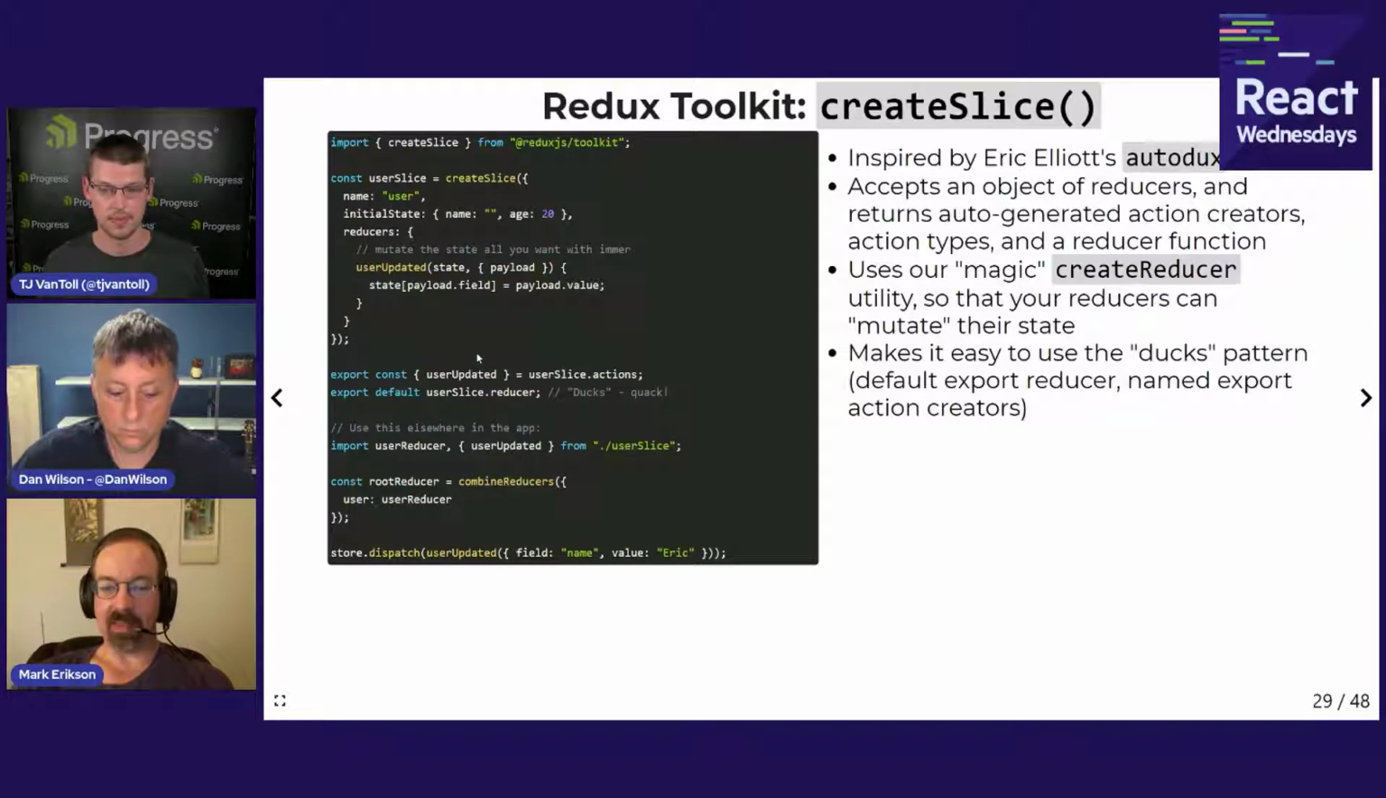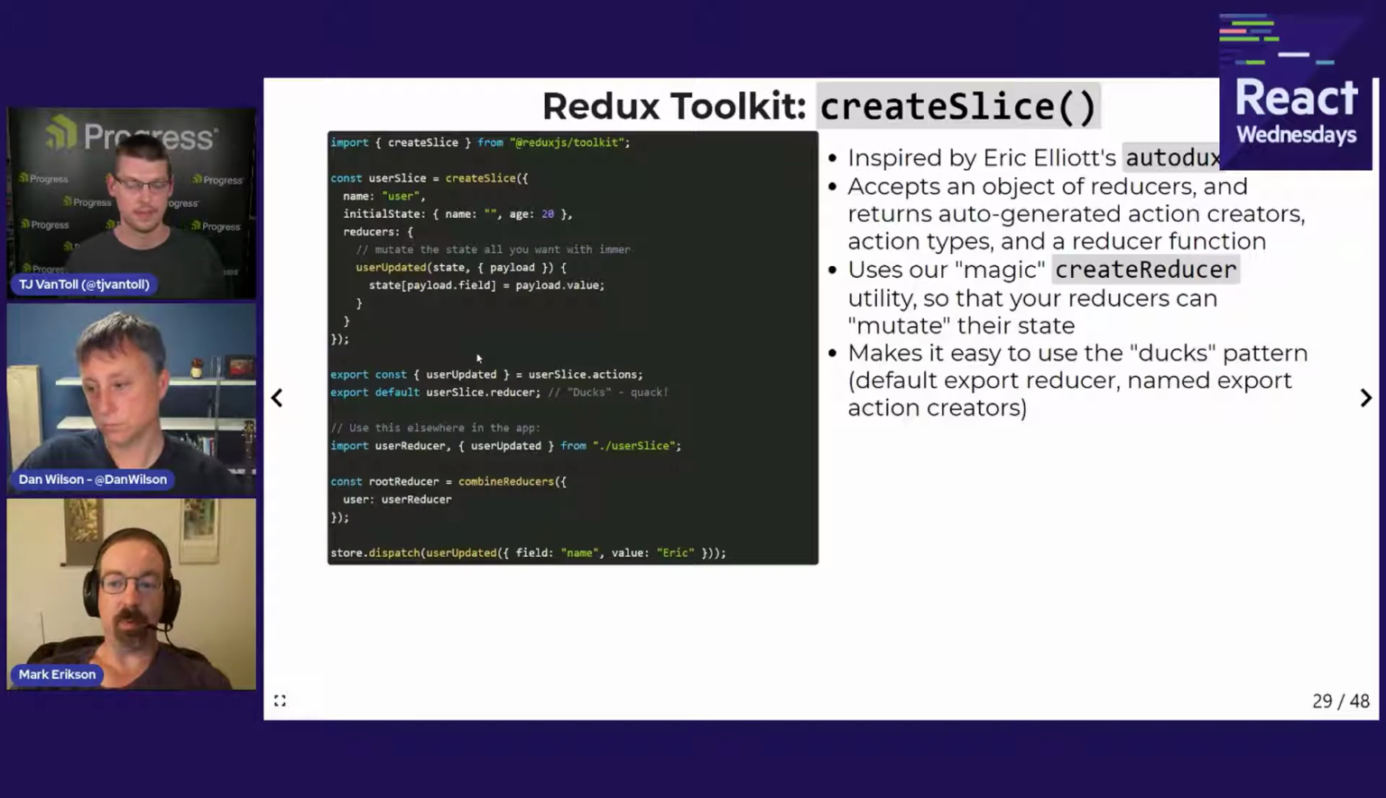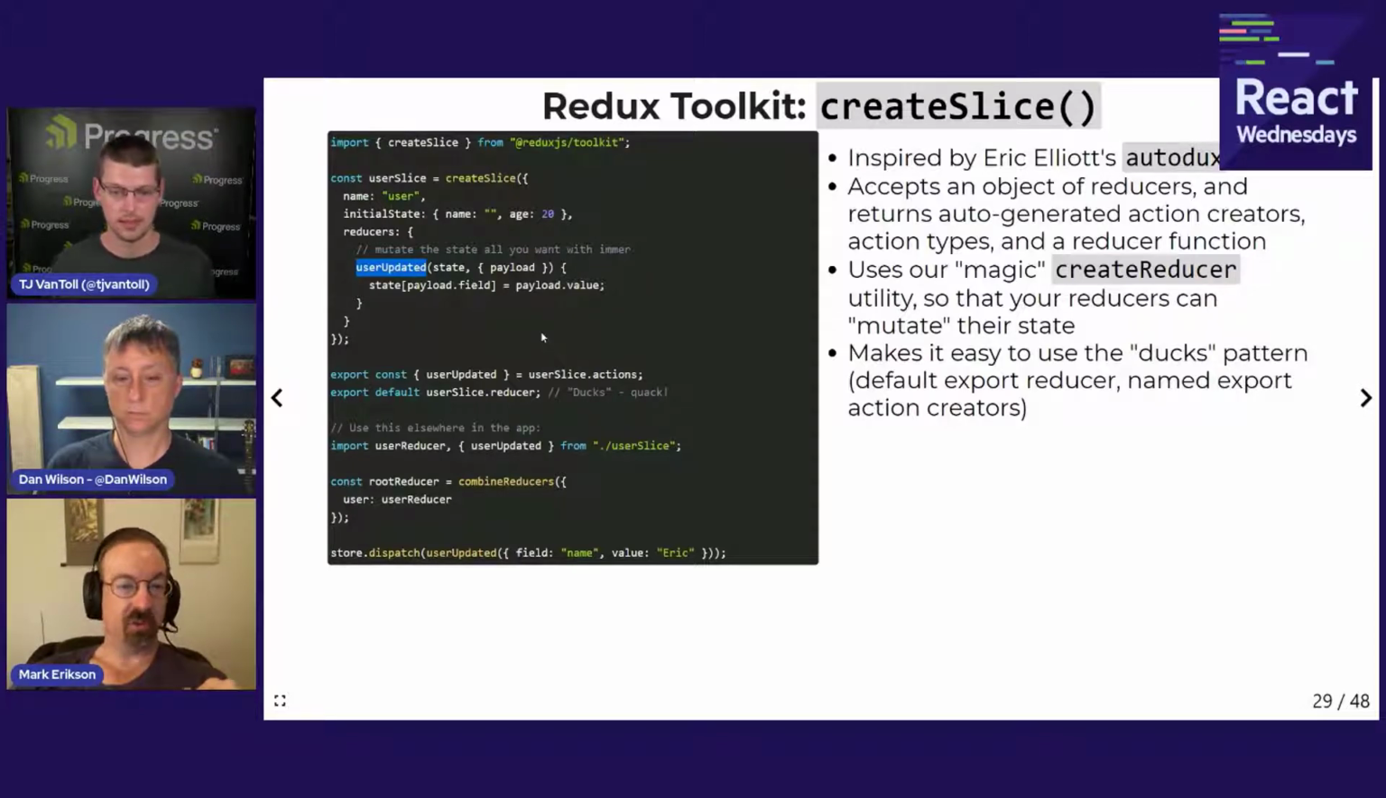So at this point, action types basically become an implementation detail. You don't write them by hand. You don't worry about them. The only time you see them is in the Redux DevTools. And as long as you give your slice and your reducer functions a good name, you get good action type names for free. So this drastically simplifies the amount of code that you have to write to do typical Redux behavior.